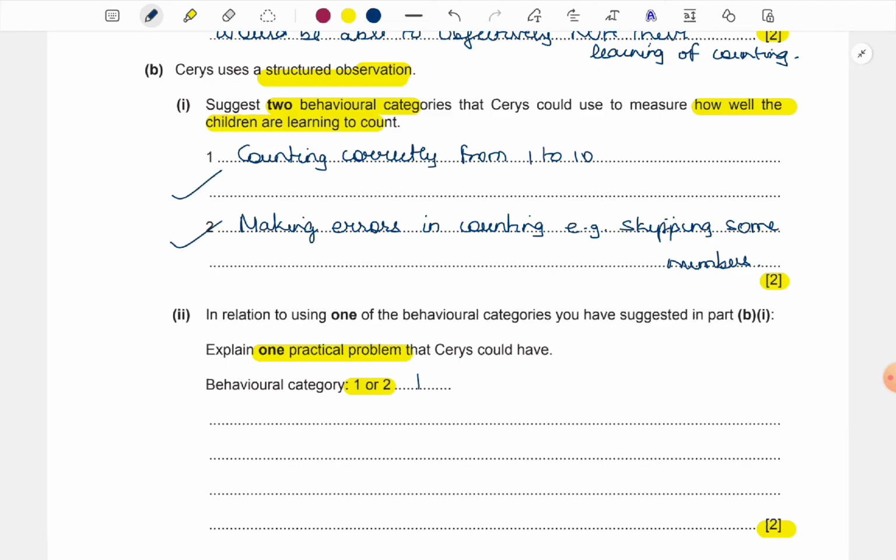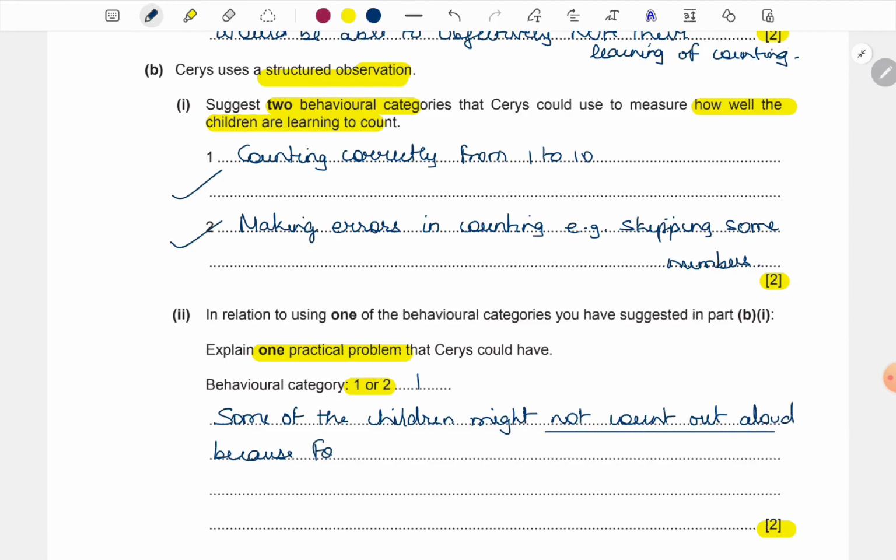So what I will say is, some of the children might not count out aloud because, for example, they might not be given a turn by the teacher.